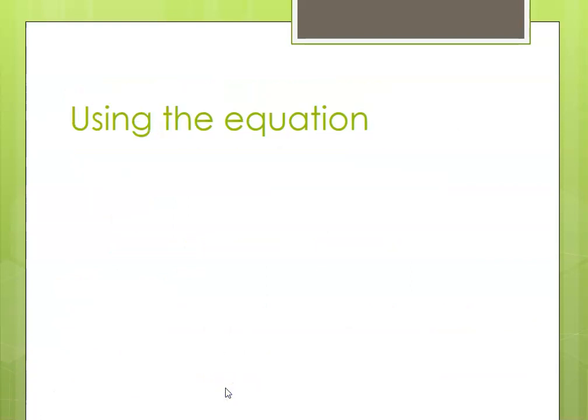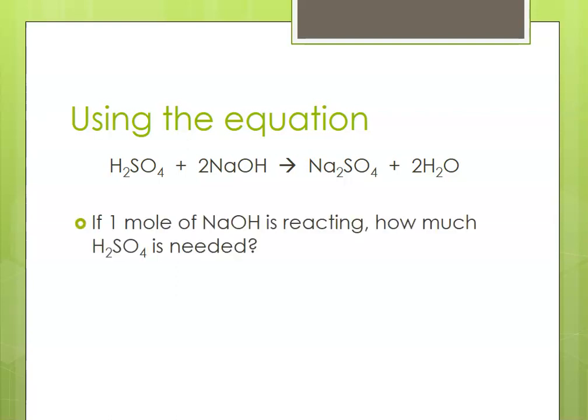Okay, so the chemical equation's telling us how many particles are reacting. Here it is again, just so you can see it. 1 sulfuric acid to 2 sodium hydroxides make 1 sodium sulfate and 2 waters. And that is a ratio that we can use. It is a ratio of particles that are reacting. And we count particles using moles.